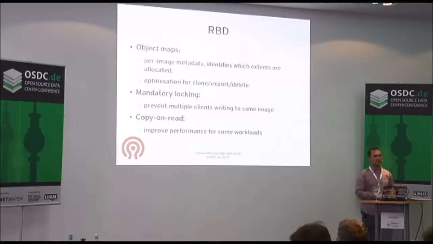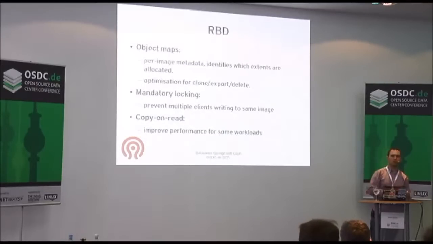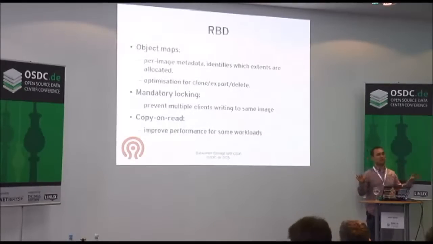RBD has had efficiency improvements as well. We maintain a map now of which parts of an image have ever been written to, so that when we do things like exporting and importing and cloning, we can do a much more efficient version of that. There is new locking in RBD if you have multiple servers that try and access the same RBD image. That is rarely what you actually wanted to happen. If two servers try and mount the same ext4 file system on a shared block device, bad things tend to happen. So that's safer than it used to be.